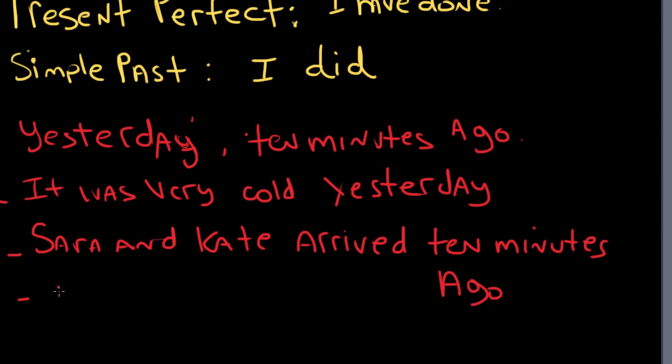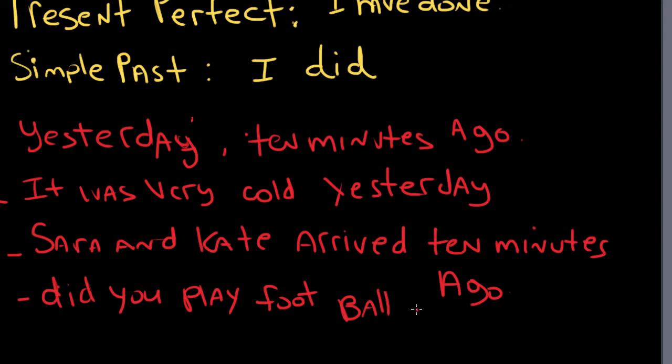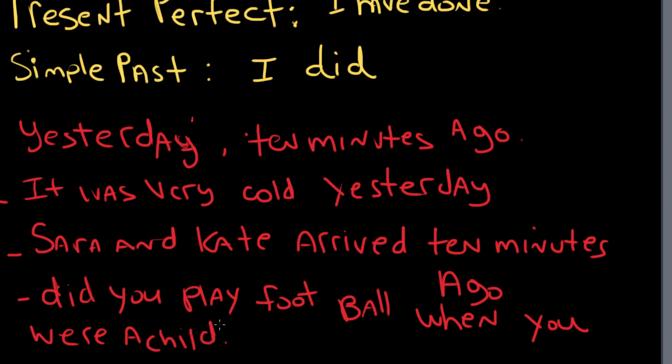We can also use the phrase when I was a child. Did you play football when you were a child? Yes, I did. I played football when I was a child. So you answer with the past simple. So use the past to ask when or what time. When did you play football? When I was a child.